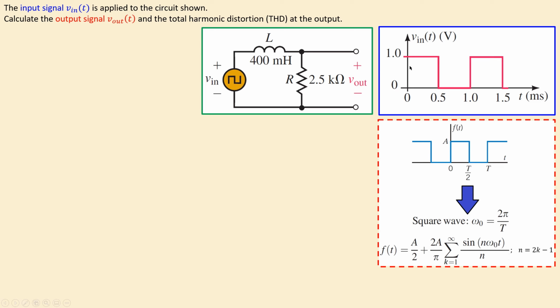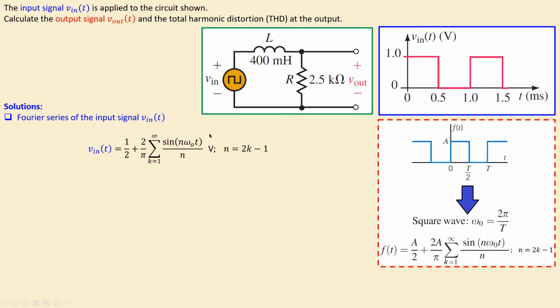And the A, that is the height of this waveform, is in this case 1. That means you place 1 here and you place 1 there, so 2 times 1, and you place your n times that omega 0, which is 2000 pi radians per second. And then your waveform is actually complete. This is of course the general form, so our solution says the Fourier series of this signal will be 1 over 2 plus 2 over pi, 2 times 1 over pi, times the summation of sine n omega 0 t divided by n, in volts, where omega 0 is the fundamental frequency.